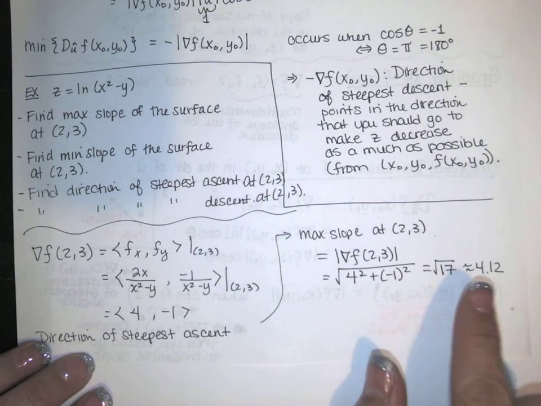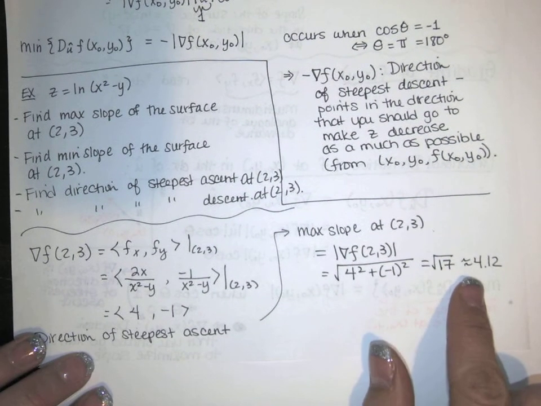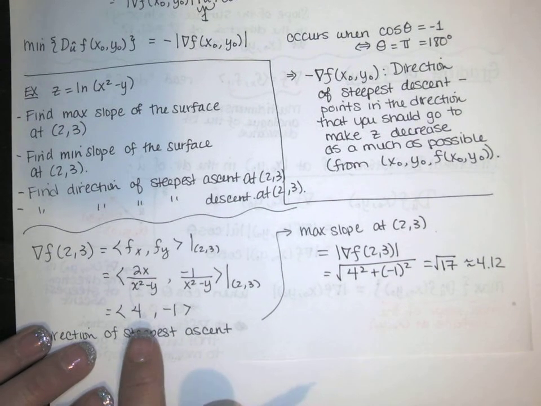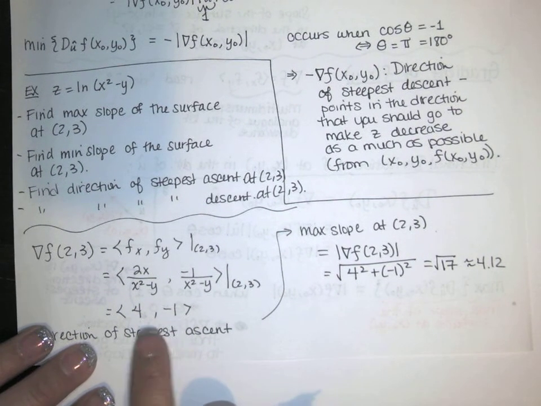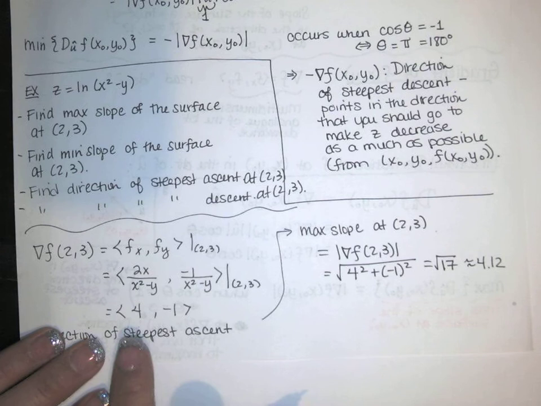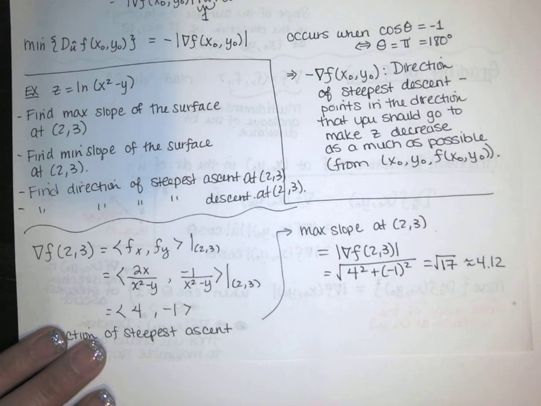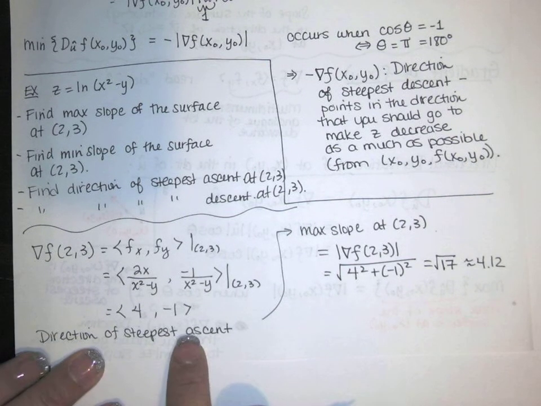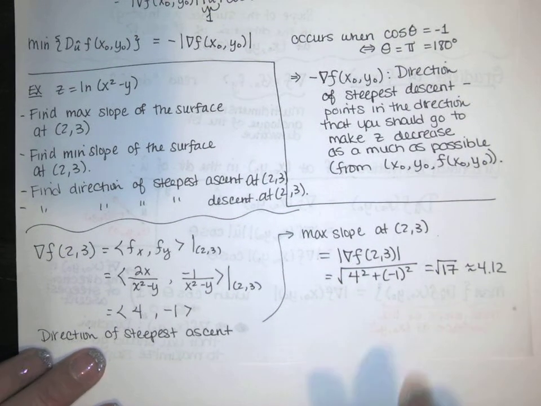And the direction I should go to make z increase by 4.12 for every 1 unit change in that direction is given by this vector. Now if I want a unit vector in that direction, I have to divide by the magnitude of this, which is the square root of 17. That's going to give me the unit vector in that direction. So this is the direction of steepest ascent, and that's the maximum slope.